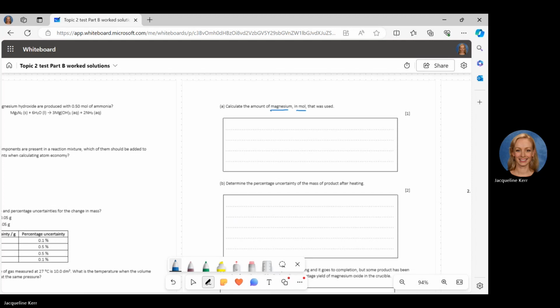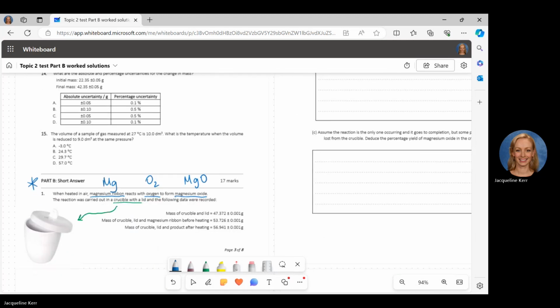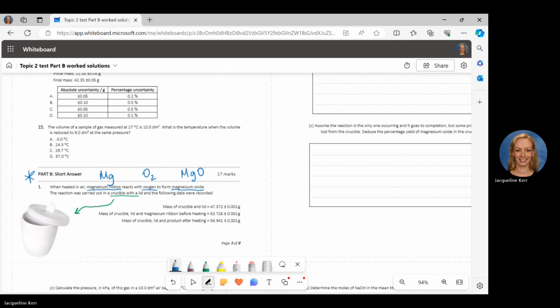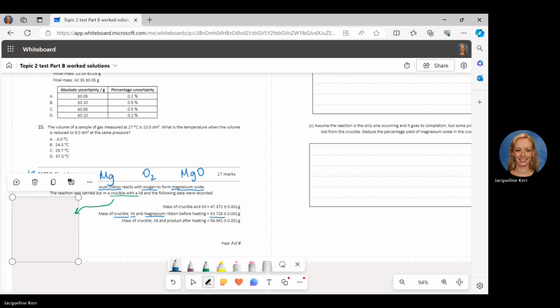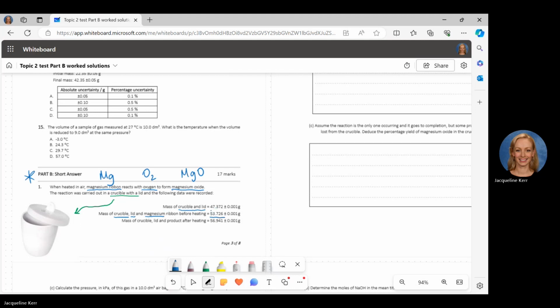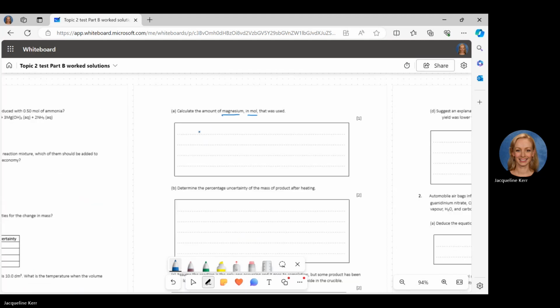So let's go back to our question. We've got some information here: how much the crucible weighs with some magnesium before you heat it, and then the product, the magnesium oxide that you make. If we want to know the moles of magnesium, we need the mass of the magnesium in the crucible, and then we're going to have to subtract the crucible so that we just get the magnesium by itself. So they're the two values that we need. The mass is going to be that 53.726 minus that 47.372.